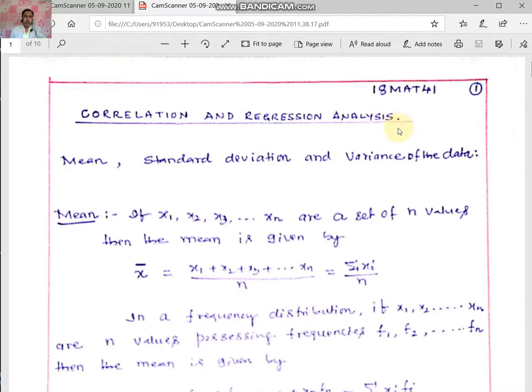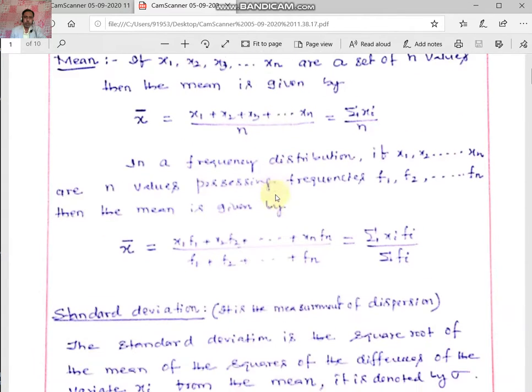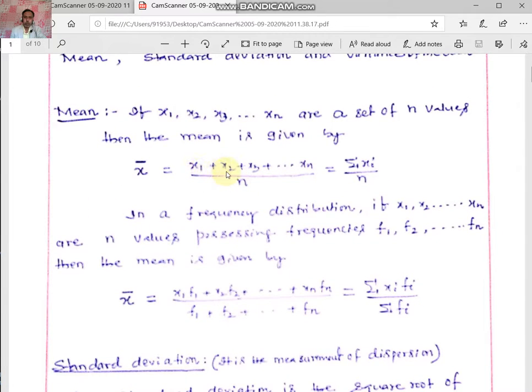Okay students, in this video let us understand correlation and regression analysis and also mean, standard deviation, variance of some data. Mean means if x1, x2, x3, xn are some values or a set of n values, then the mean is given by summing all x values, x1 plus x2 plus x3 so on xn, divided by the number of values called n, that is sigma xi by n, that is called the mean of x values or x points. It is denoted by x bar.